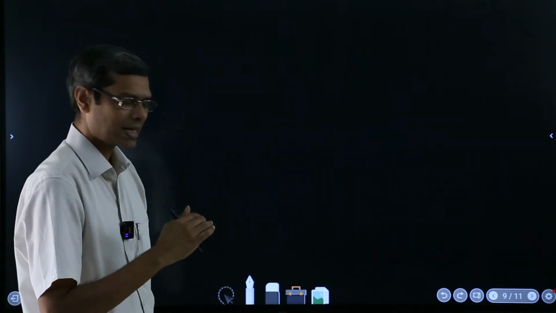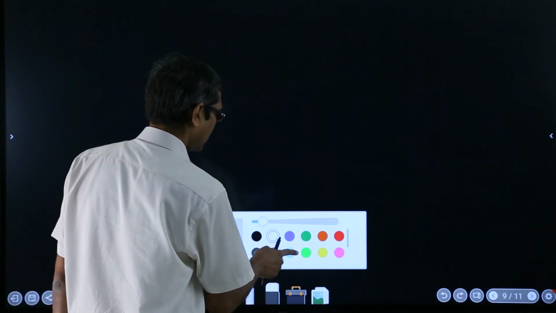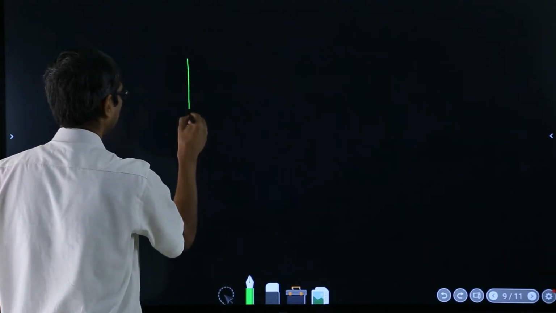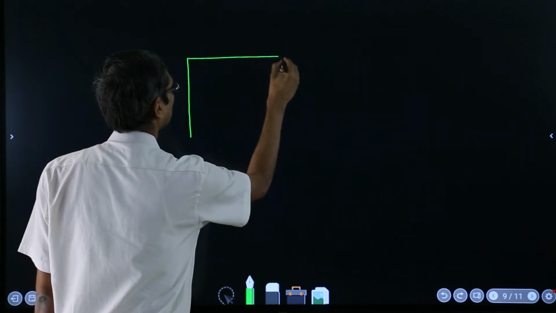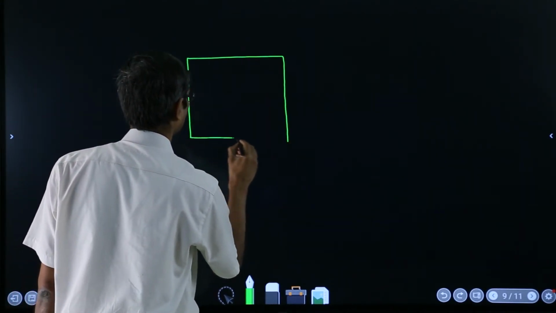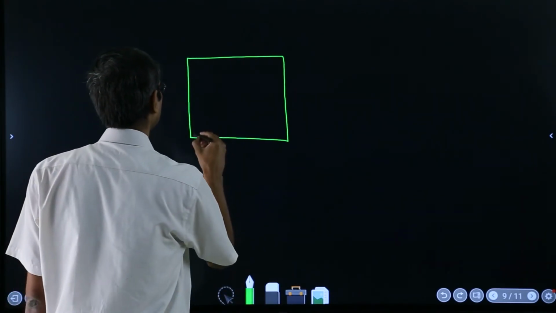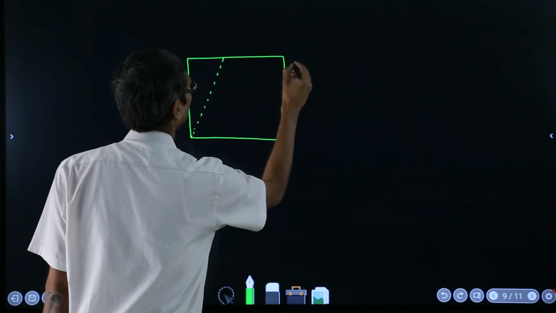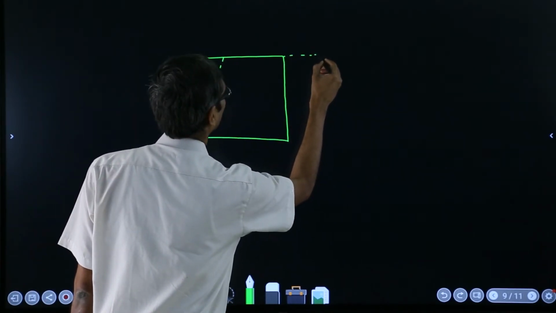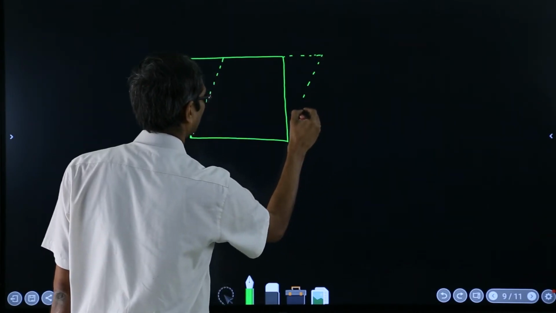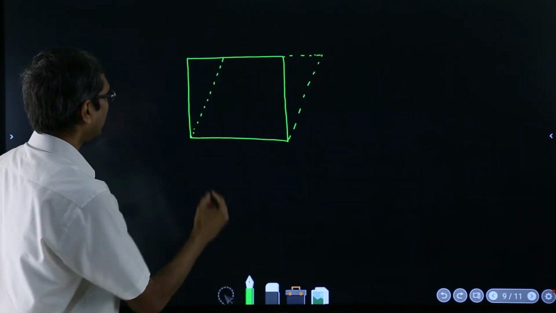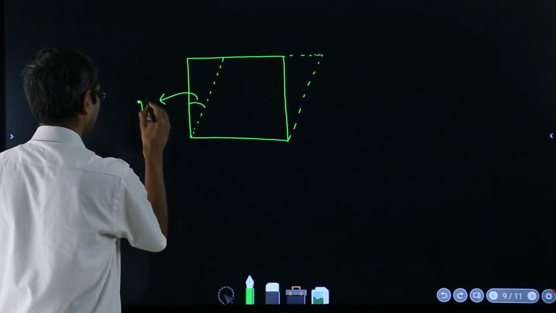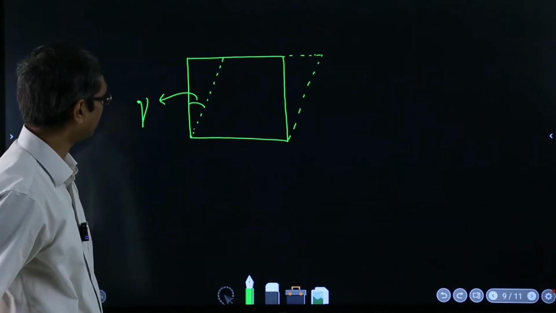this deformation, a slightly closer view of that by say drawing this. Say initially, suppose this was our square section, and once we have applied the shear, it has gone to something like this. Okay. And now this is our gamma, the shearing strain. Okay.